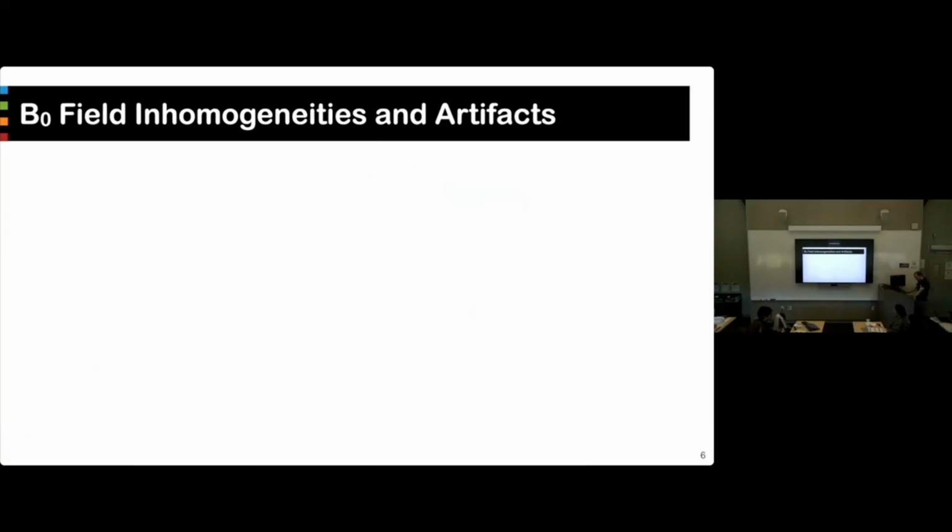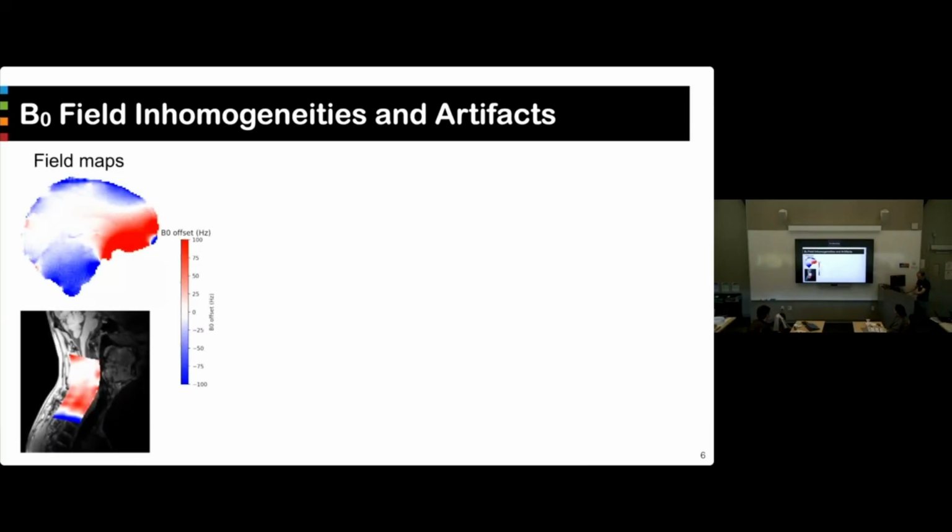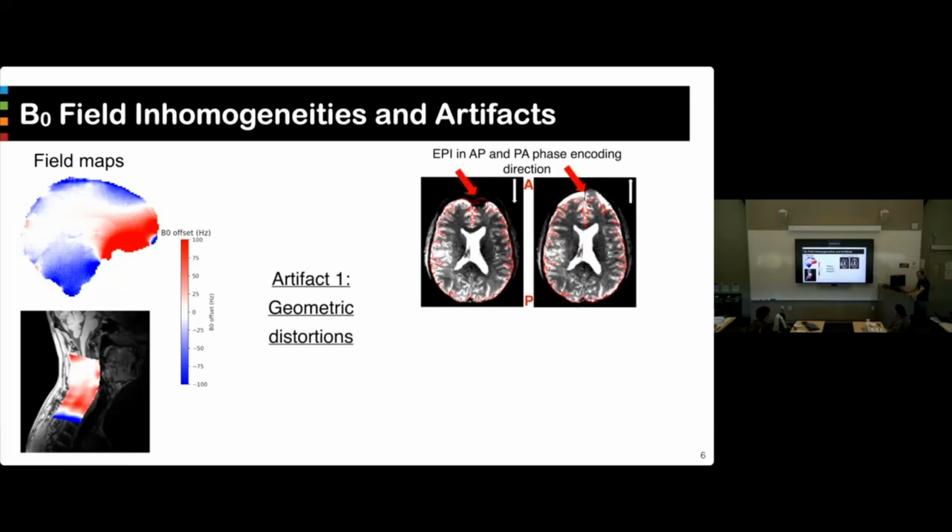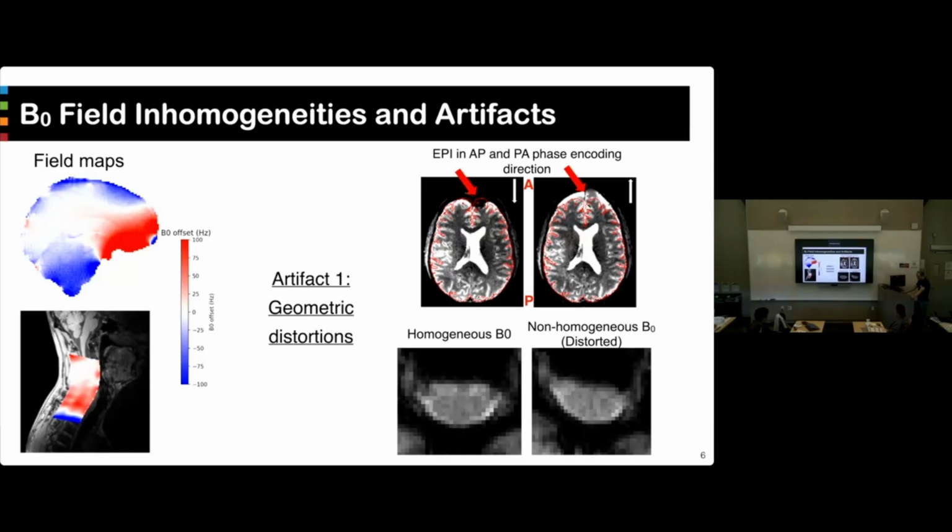Okay, so we have B0 inhomogeneities. Why are they problematic? Well, they cause artifacts. So again, here's a field map. And one of the artifacts that it can cause is geometric distortions. So here's an example in the brain where, same acquisition, the only thing we changed is the phase encoding direction, and you can see that the brain is either squished or stretched, and that's caused by the B0 inhomogeneities near the sinuses. Another example in the spinal cord where we can see some homogeneous B0 on the left, and then on the right we can see the distorted spinal cord because of those geometric distortions.